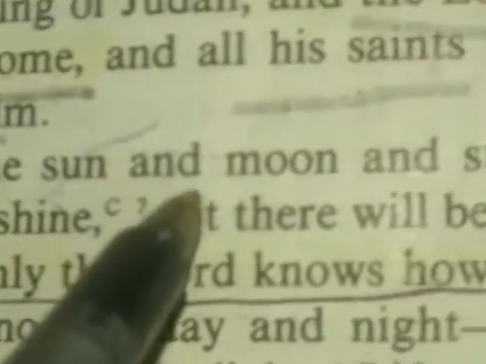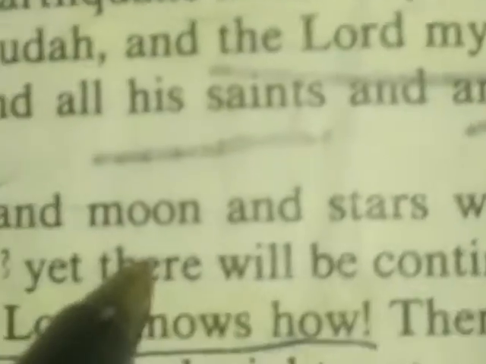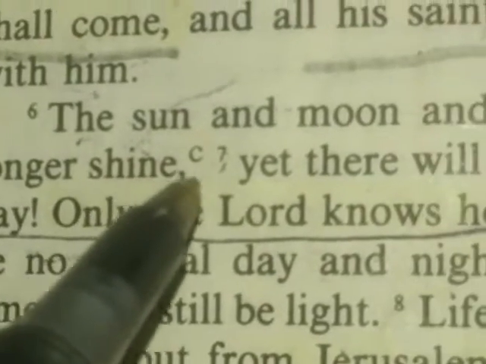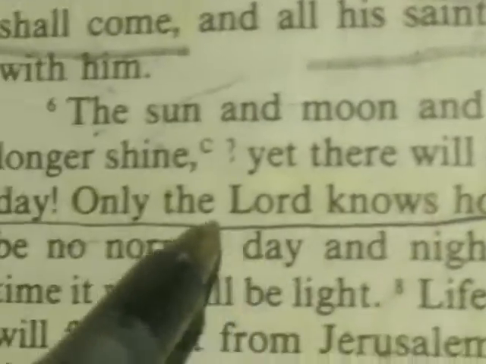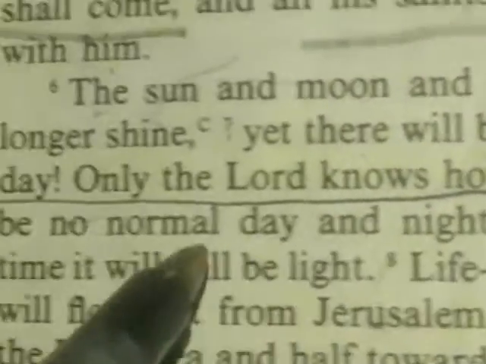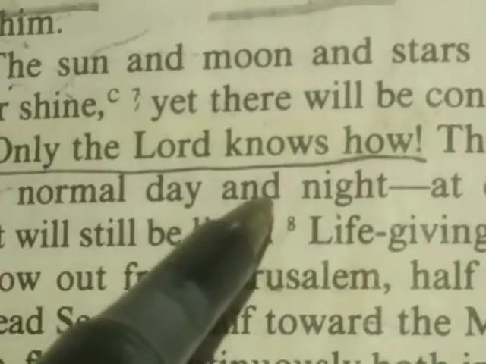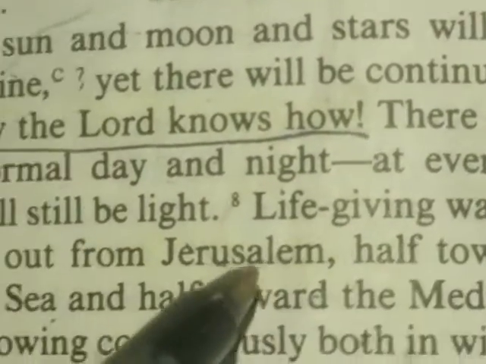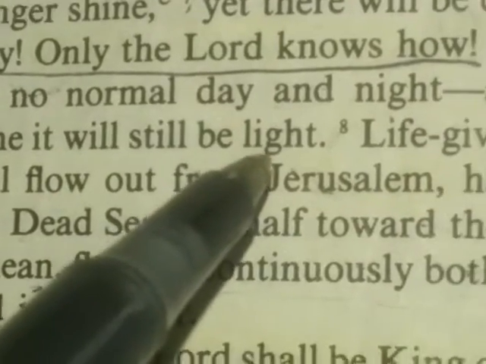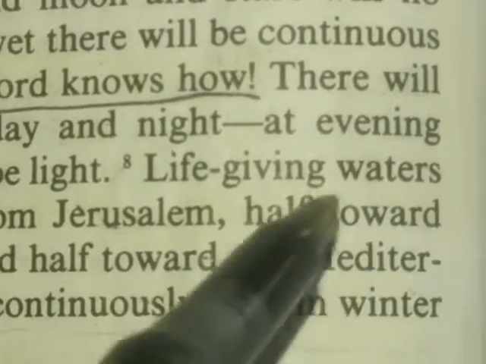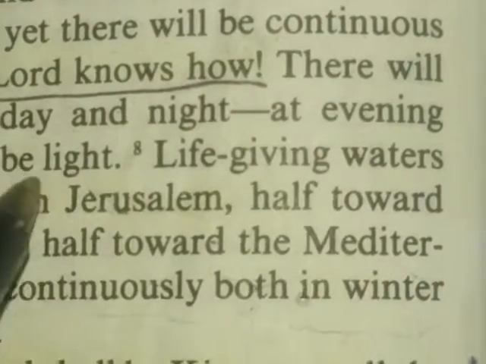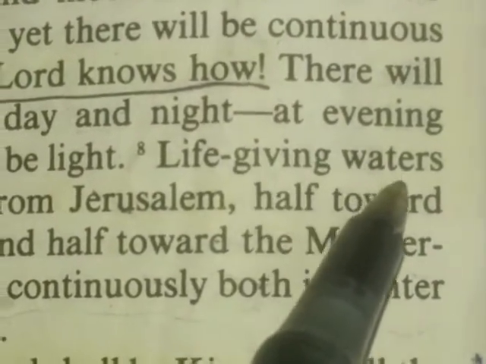The sun and moon, and the stars will no longer shine. Yet there will be continuously day. Only Yah knows how. There will be no normal day and night, and at evening time it will still be light. See, on that day, life-giving waters. See right here, life-giving waters. Remember the water stream that flows into it. They're going to say that again.